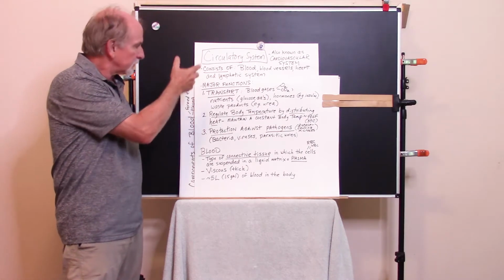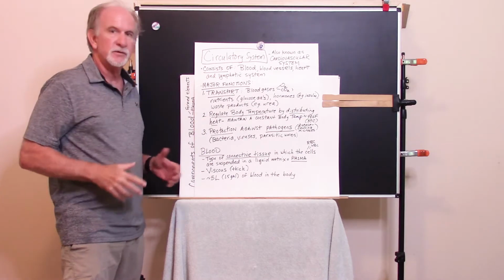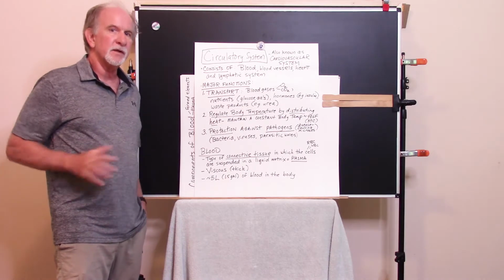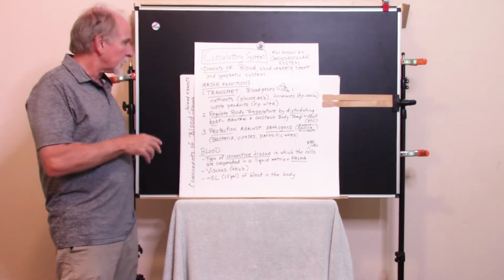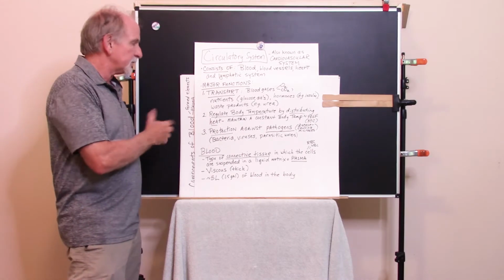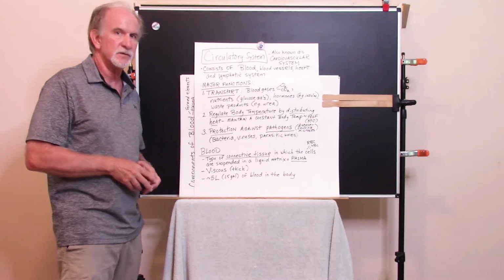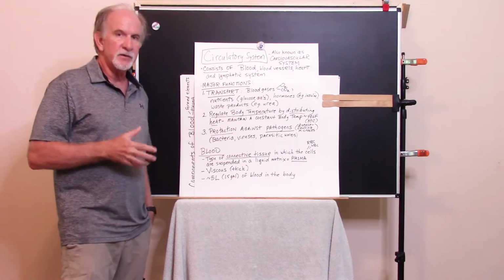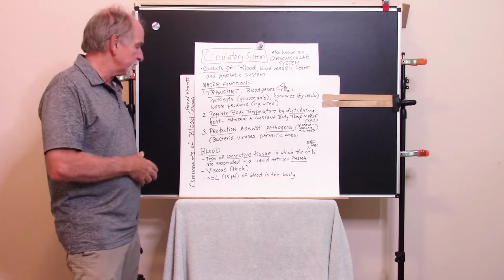The circulatory system also functions to distribute heat throughout the body, and that helps to regulate body temperature. Through white blood cells, it helps to protect against pathogens. These are disease-causing organisms like bacteria, viruses, and parasitic worms.